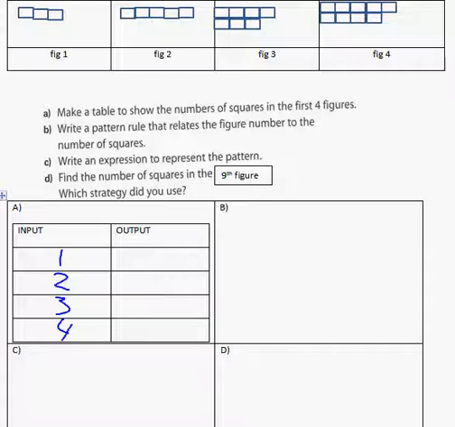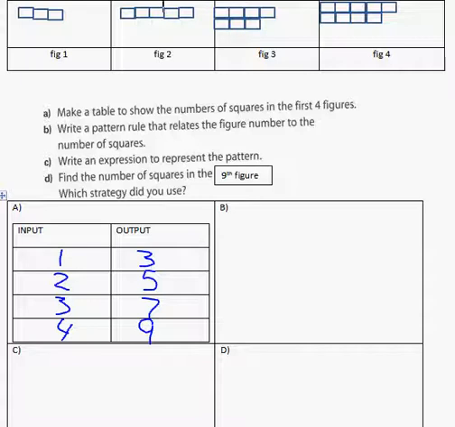So figure 1 has 3 squares. Figure 2 has 1, 2, 3, 4, 5 squares. Figure 3 has 7 squares. And figure 4 has 9 squares. Alright, so we've done part A.